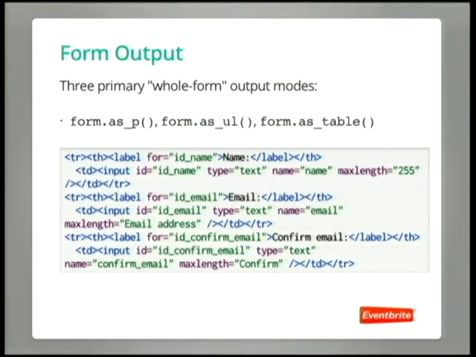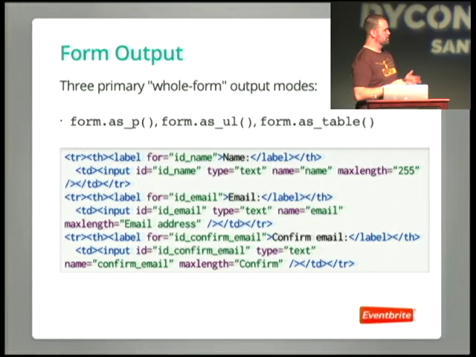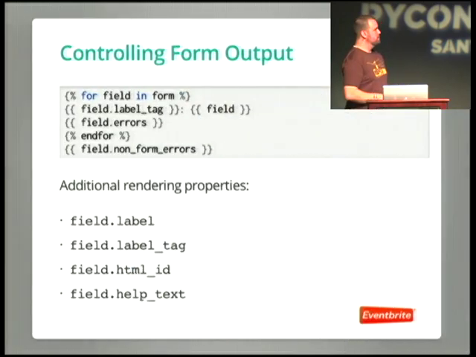So there's three whole form output modes you can call that are kind of boring, but they're useful for your first pass. There's as_p, as_ul, and as_table, and those perform about like you'd expect them to. You know, as_table gives you table rows with each of your fields in it. That's great. But more often you're going to want to do things like iterate over them and apply your own HTML or your own layout.